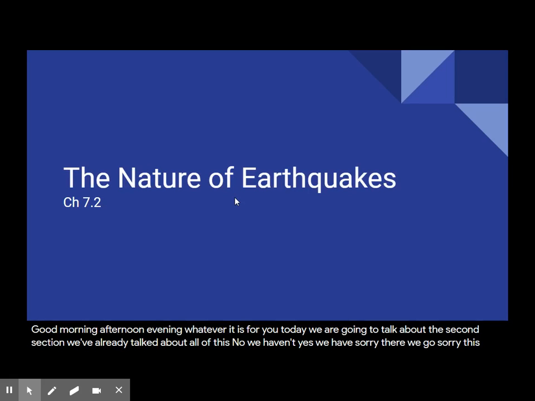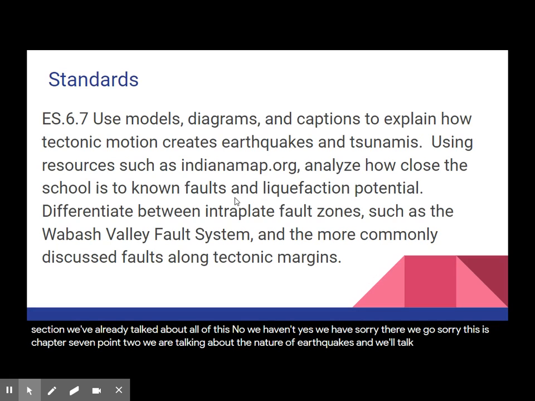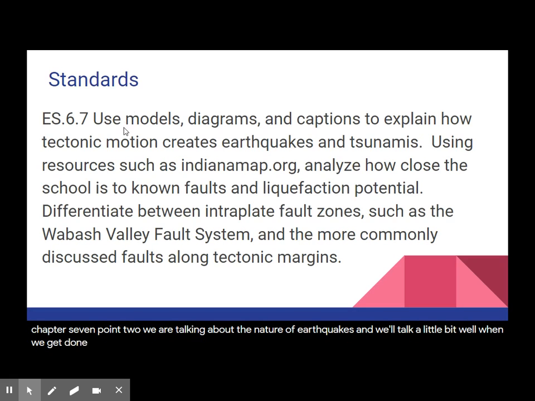Sorry, this is chapter 7.2. We are talking about the nature of earthquakes. When we get done, you should be able to use models, diagrams, and captions to explain how tectonic motion creates earthquakes and tsunamis.